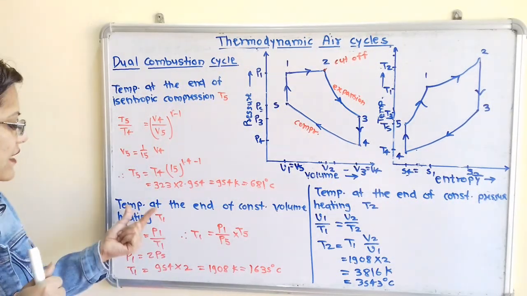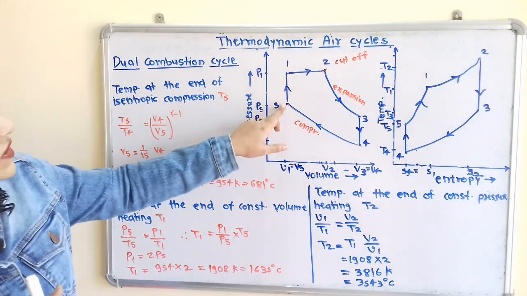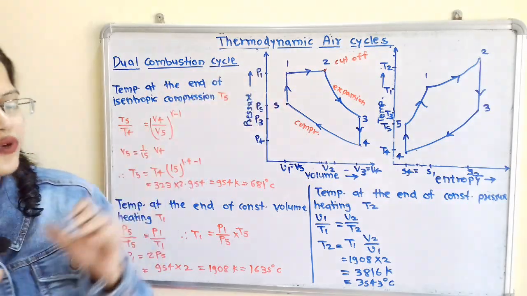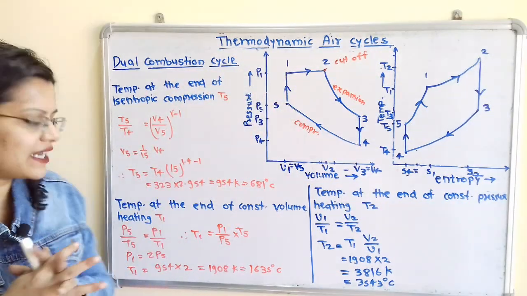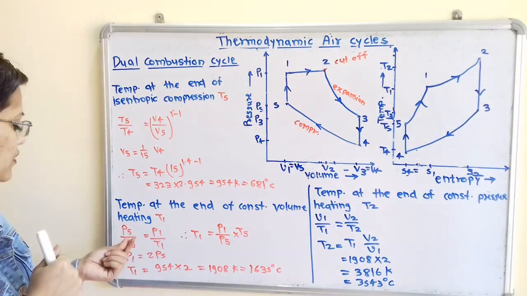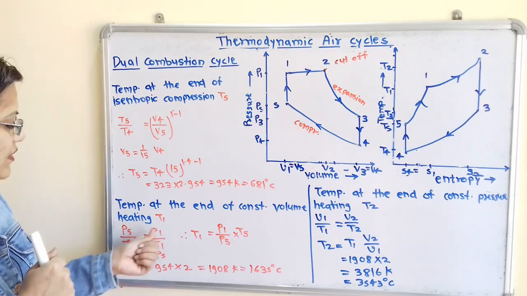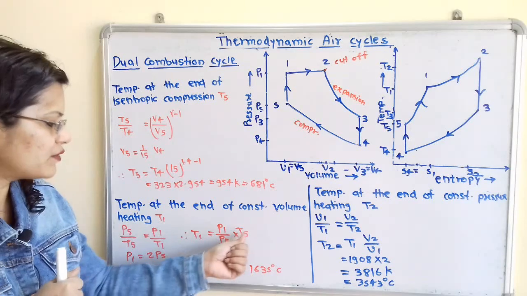Now we will move for the next, that is the temperature at the end of constant volume heating. So process 5 to 1 is the constant volume heating process. So for this heating process, what is the relation in between this pressure and temperature? So if we observe, P5 by T5 is equal to P1 by T1. So we can write T1 is equal to P1 by P5 into T5.